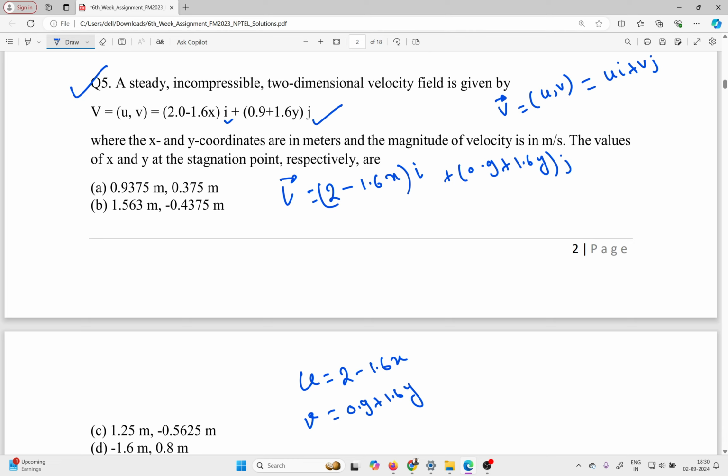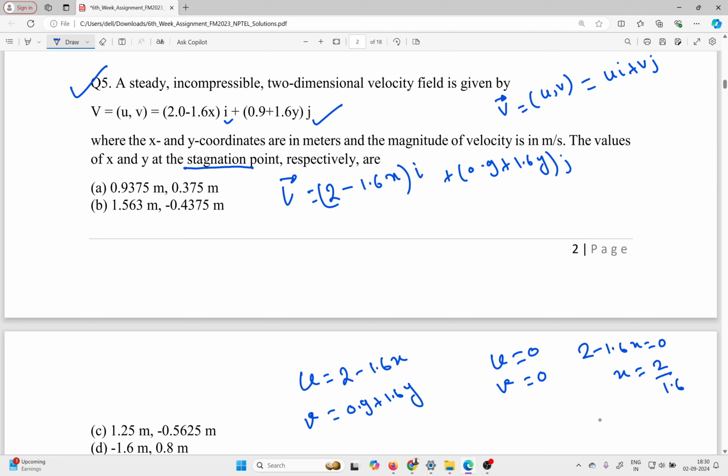These two things. So after that, the question is telling stagnation point means what? Stagnation point means your u is equal to 0 and v is equal to 0. So 2 minus 1.6x is equal to 0. You will get x is equal to what? x is equal to 2 divided by 1.6. And y is equal to what? y is equal to nothing but 0. So again 0.9 plus 1.6y is equal to 0, so you will get y is equal to minus 0.9 divided by 1.6.